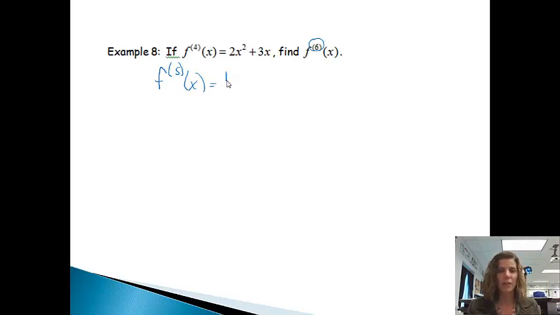The derivative of 2x squared is 4x, the derivative of 3x is 3, and since I would like to find the 6th derivative, we'll just take the derivative one more time. So the derivative of 4x plus 3 will be 4. So that is my 6th derivative. So hopefully now you can find the derivative of trigonometric functions, and you can also find a higher order derivative.